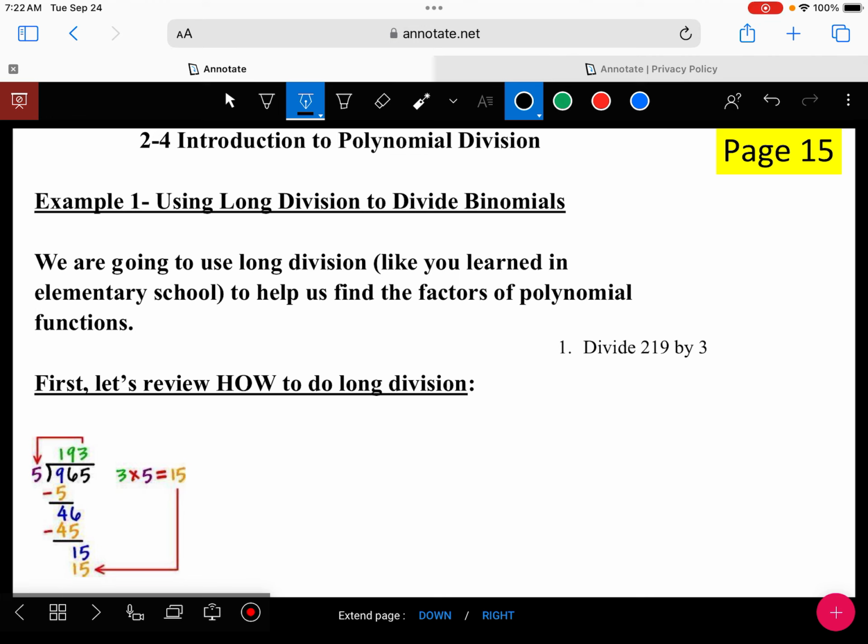All right, so we're going to review long division like you learned in elementary school. Although I feel like you might have learned it different. This is how I learned it back when I was in elementary school. But I'm not sure if this is how you learned it, because time has changed. All right, so we're going to divide 3 into 219.